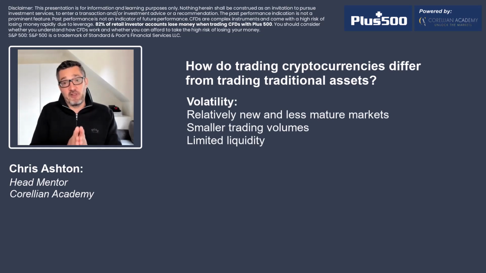Cryptocurrencies tend to be more volatile. This is because these markets are relatively new and less mature compared to traditional markets, leading to smaller trading volumes and limited liquidity, which can amplify the price moves.